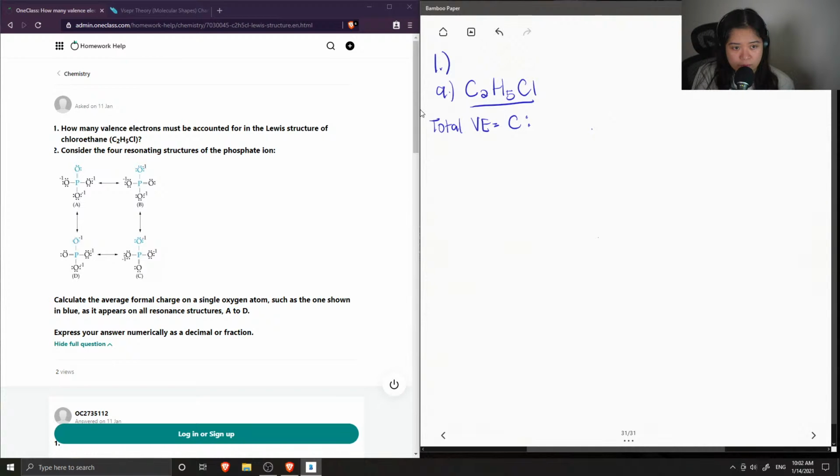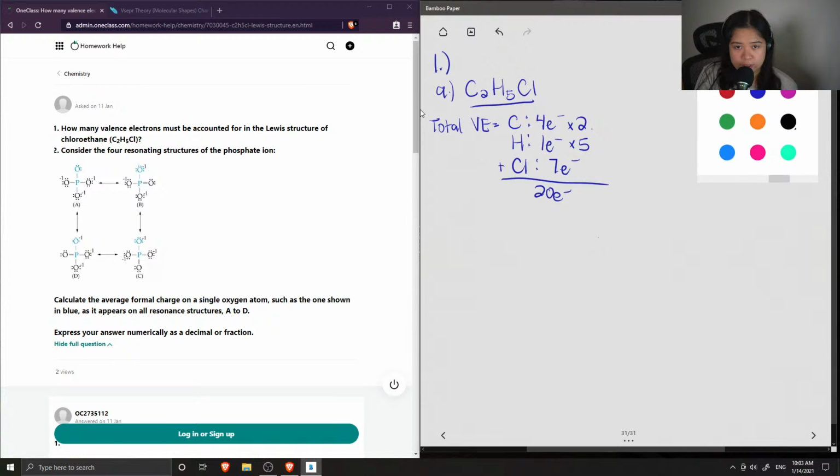Carbon has 4 valence electrons, and there are 2 carbon atoms, so we multiply this by 2. Hydrogen contains 1 valence electron, and there are 5 hydrogen atoms. And then the chlorine contains 7 valence electrons. So if we add these all up, we get a total of 20.